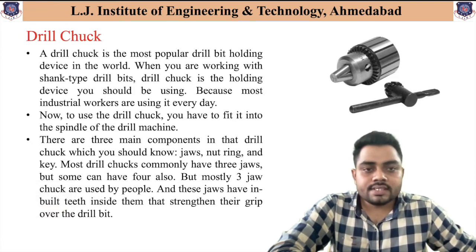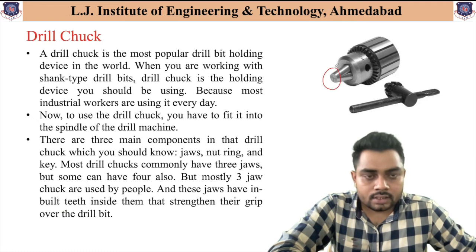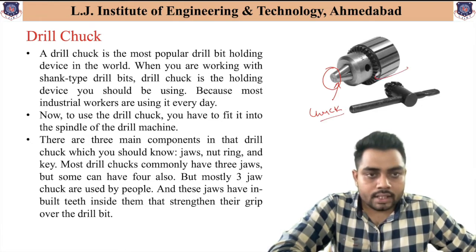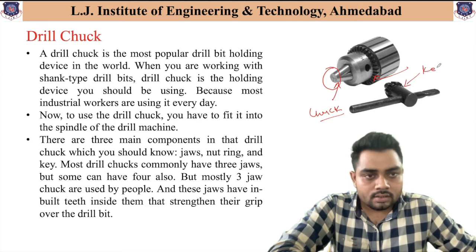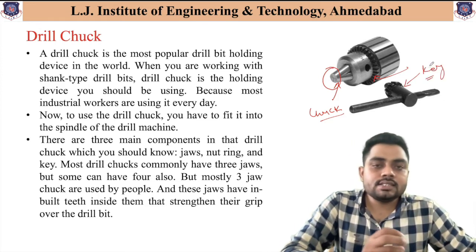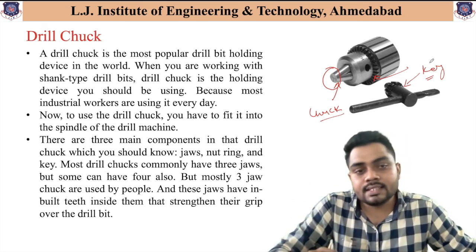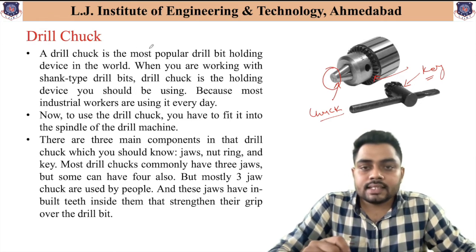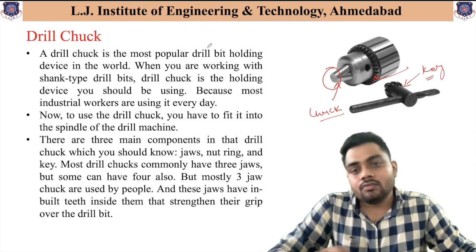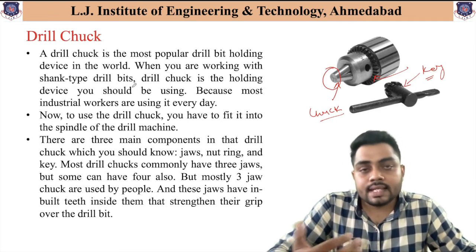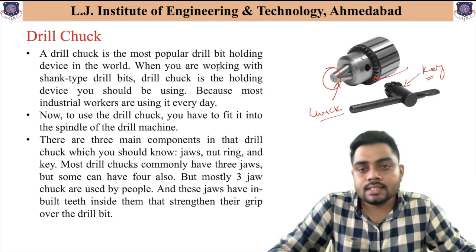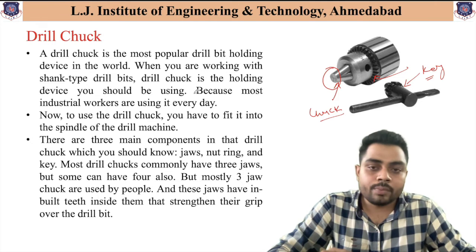Okay, so this one is the drill chuck, and as you can see over here, these are the holding jaws, and these are nothing but the three jaw chucks. Then this is the outer ring, and this one is the key which is used to expand the jaws and to fix the jaws after the component gets fixed inside them. This drill chuck is the most popular drill bit holding device in the world. When working with shank type drill bits, this drill chuck is used, and it is mostly used in all types of industrial drilling operations.